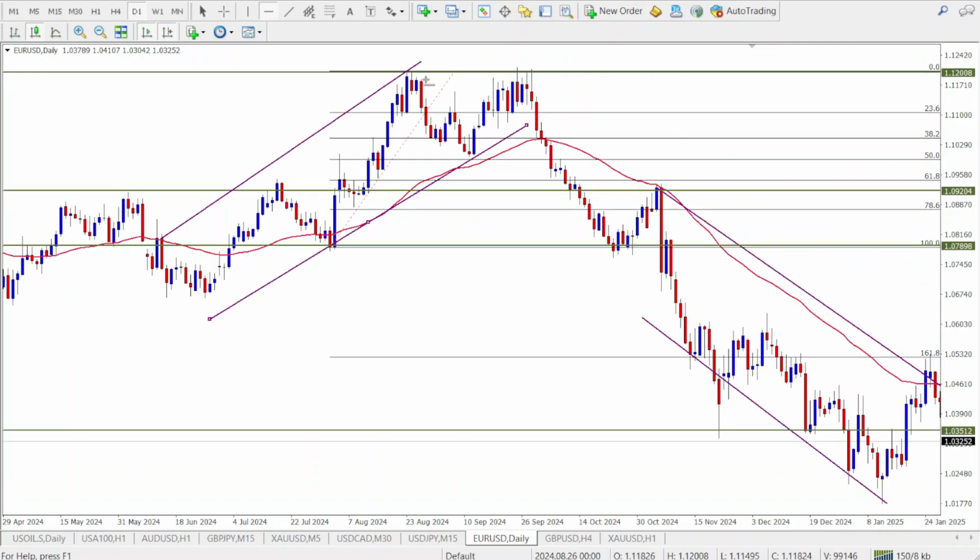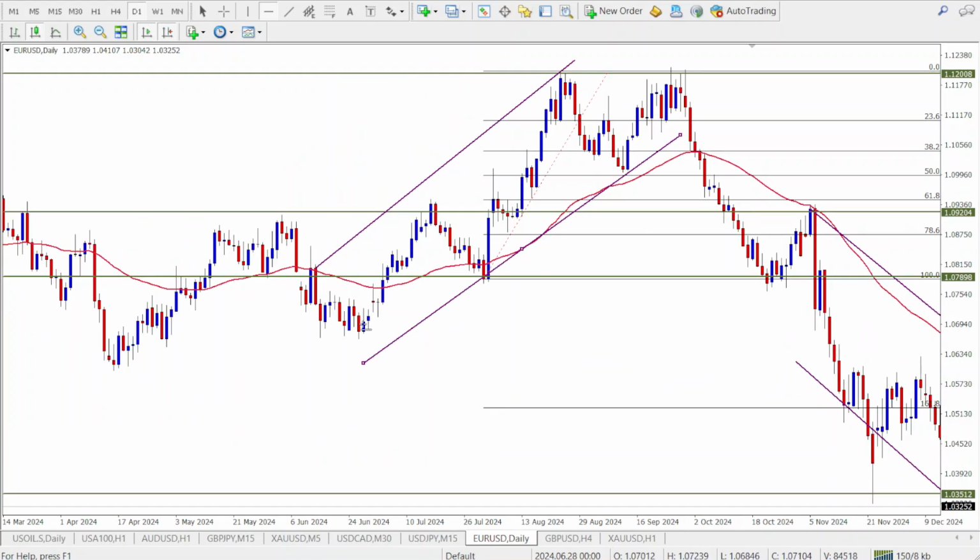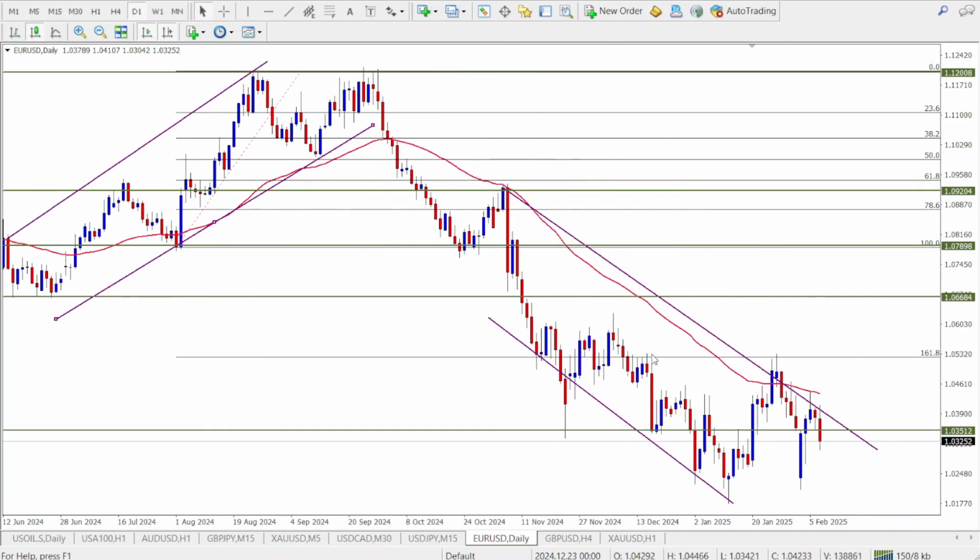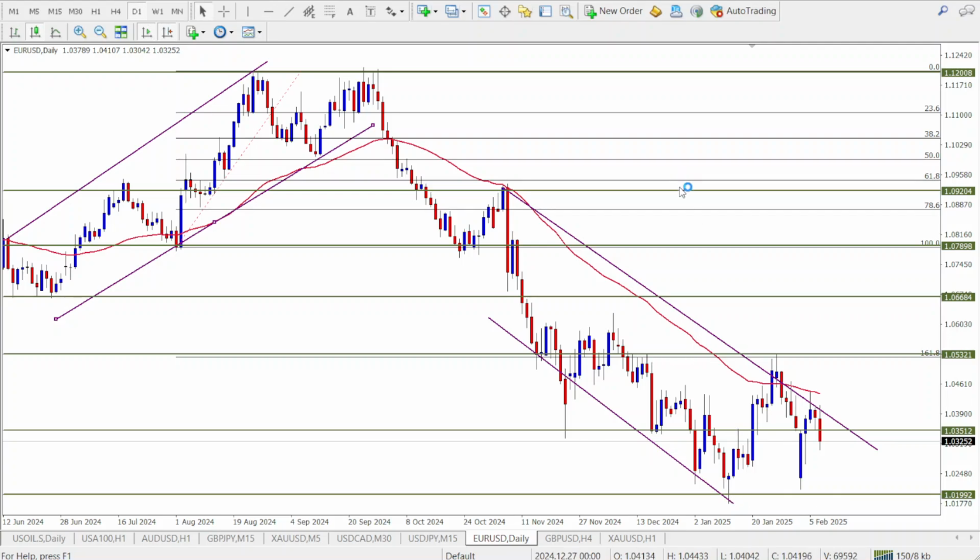You can see here it was rejected twice. Here it was rejected about 4 times. Here about 3 times. Here it was rejected 2 times. Here and here 2 times. You can see here it was rejected at least twice again. So mark those important levels on your chart. These are areas where price has reacted multiple times in the past.